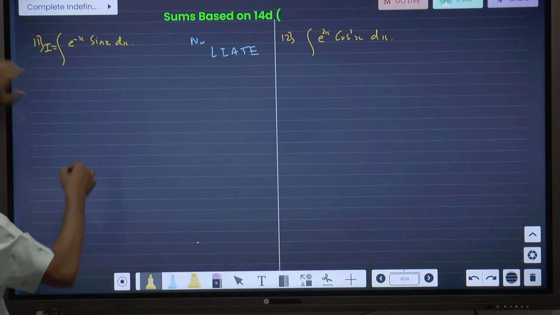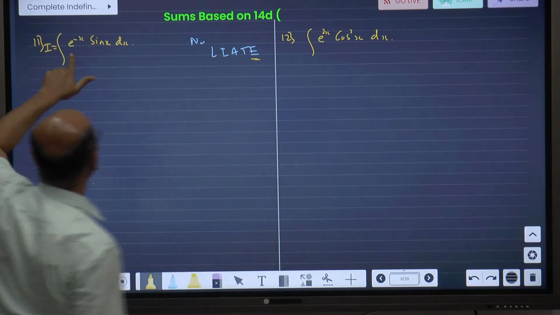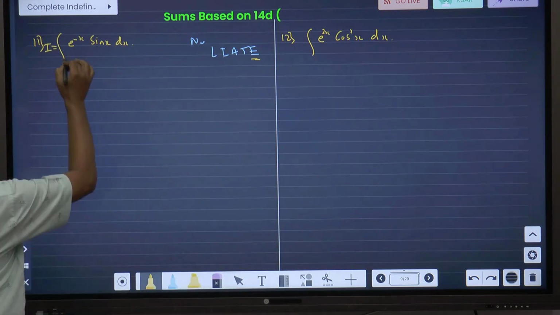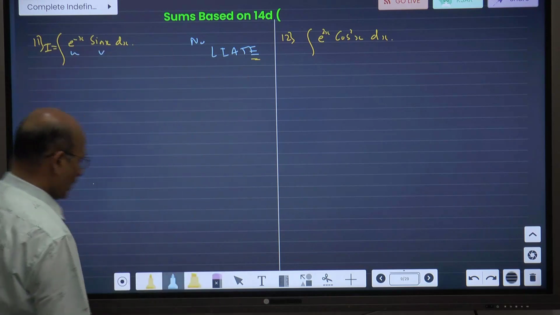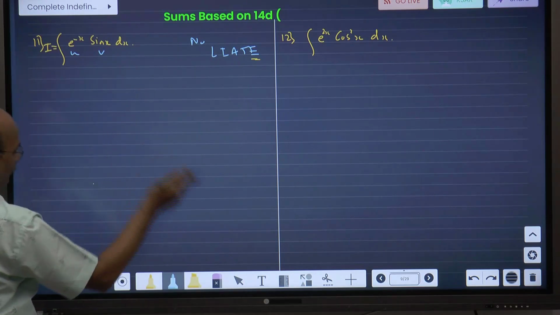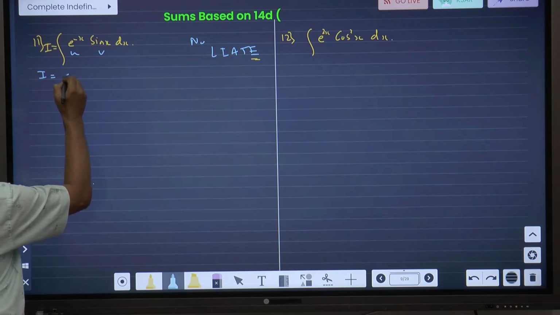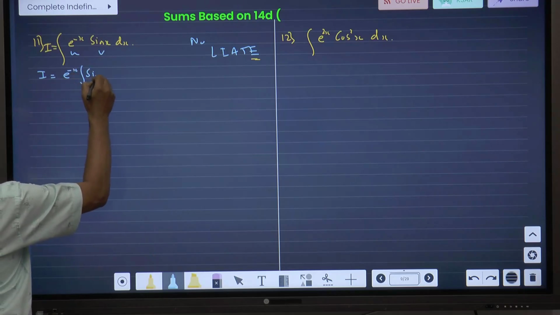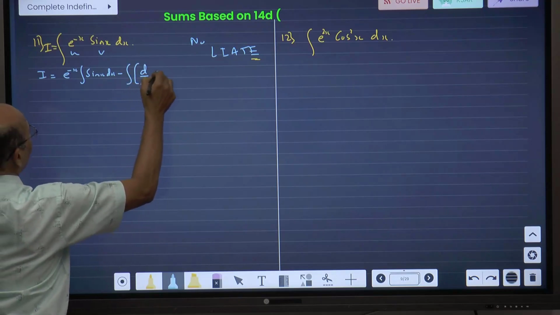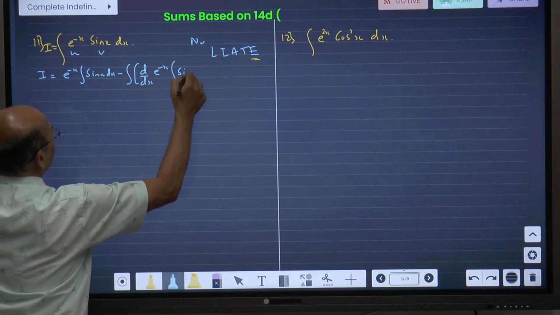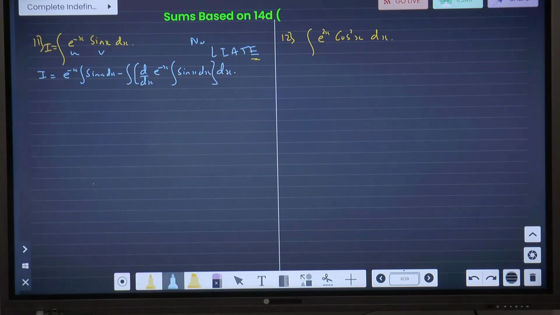As per the LIATE rule, algebraic L-I-A-T-E, exponential has to be V. Here this should not be V now. So I will take this as U and this as V. That means no LIATE rule to be followed, and go ahead with the normal product rule, integration by parts. So I is equal to U integral sin x dx minus integral of derivative of U times integral sin x dx, a clean and simple application of the UV rule.